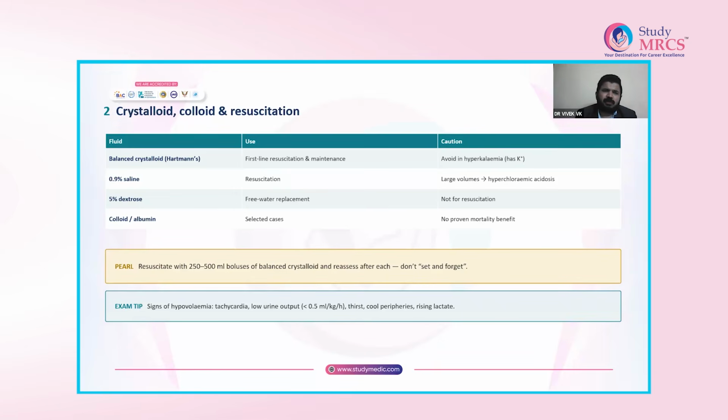And always you have to assess the signs of hypovolemia, that is the tachycardia. The peripheries will be cool. If the patient is conscious, the patient may experience some thirst, and the urine output will be low, that is less than 0.5 ml per kg per hour. On blood examination, the lactate will be elevated.